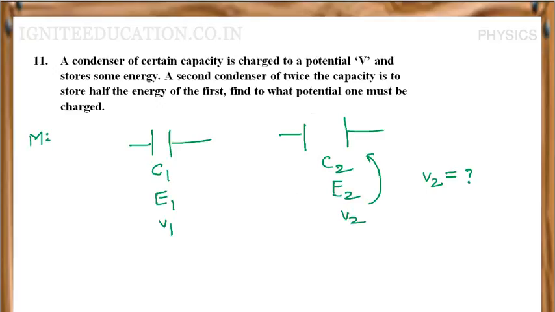Now I'll move to the investigation. What type of quantities are given? First one, capacitance of the first one is equal to C. Capacitance of the second one is double that of the first one, that is 2C.